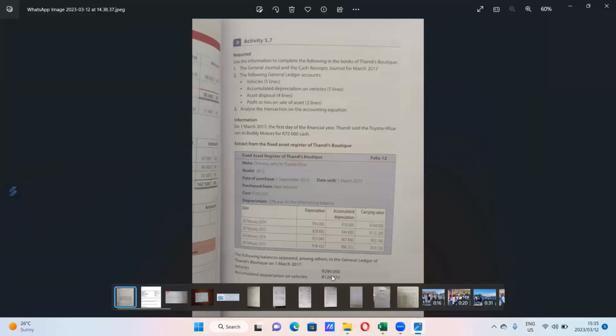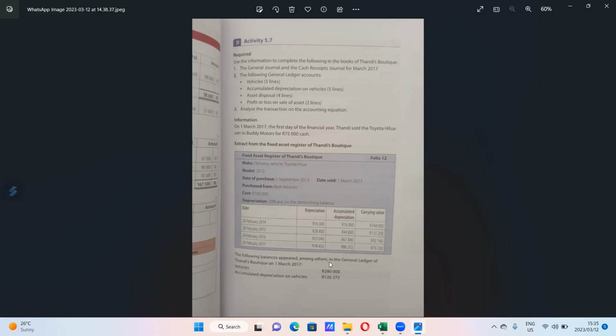So you have, let's read the last part. The last part says, the following balances appeared, among others, in the general ledger of Tannis Boutique on 1 March 2017. Vehicles are 280,000, but the Hilux is 160,000, which means that there's another vehicle or two, or whatever. You don't know how many, you can only see it in the fixed asset register, but we just know that it's more than one. And then the accumulated depreciation also, this one is 86,272. This one is 126,272. So which means there's more than one vehicle.